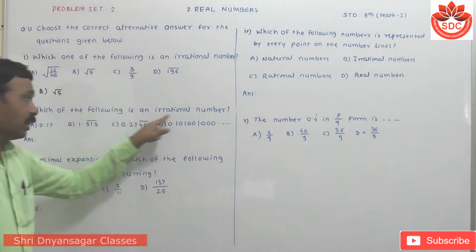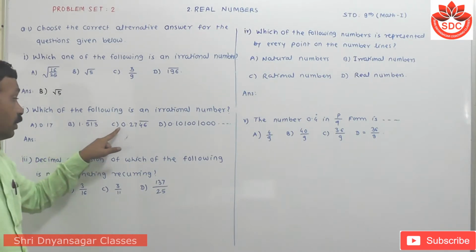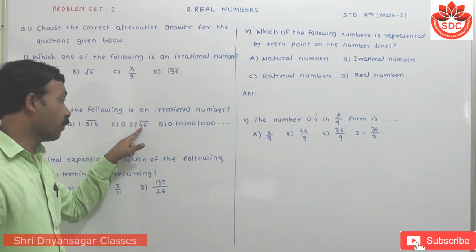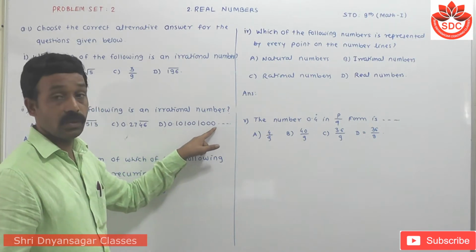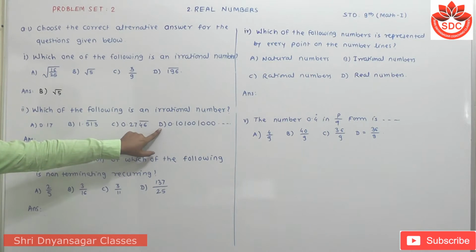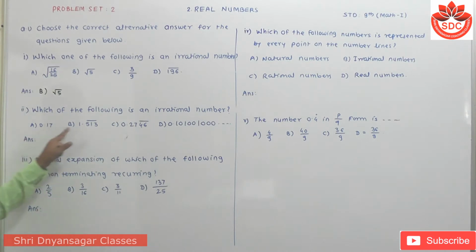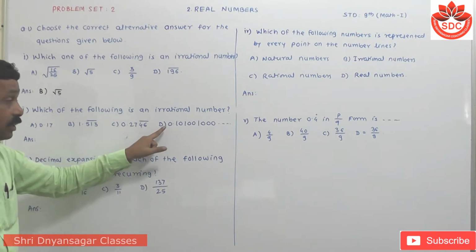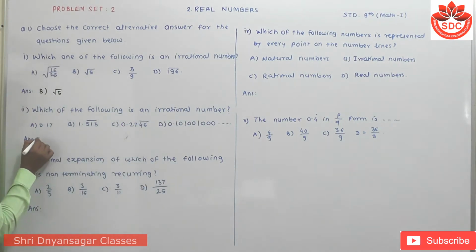Then the second one is: which of the following is an irrational number? A is 0.17, B is 1.513 bar, C is 0.2746 recurring, and D is 0.10100100 dash. Student, when we observe carefully, this D is non-terminating, non-recurring. All the others are terminating or recurring numbers, but this is non-terminating, non-recurring, so this is the irrational number. So the answer is D.